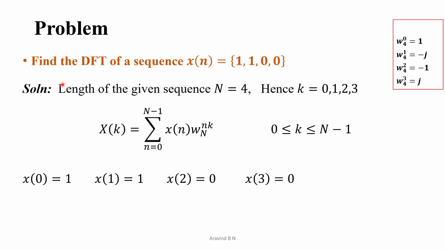Now let us get into the calculation of the DFT of a given sequence. Let us go through the problem statement. Find the DFT of a sequence x of n is equal to 1, 1, 0, 0. Remember, we are applying DFT only on a discrete, periodic, finite length sequence. So these are discrete values, they are periodic in nature and also of finite length. That means the length is equal to 4, limited. Therefore, this is a finite length sequence.